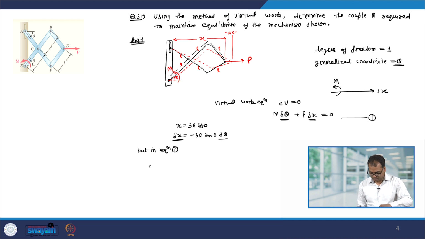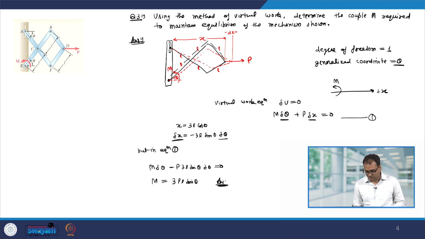So, we get m delta theta minus p into 3L sin theta delta theta equal to 0, and this gives me the relation between m and p. So, m equal to 3 p L sin theta. So, that means if I want to maintain an angle theta and on this system a force P is applied, in that case I have to apply that much moment at point E.